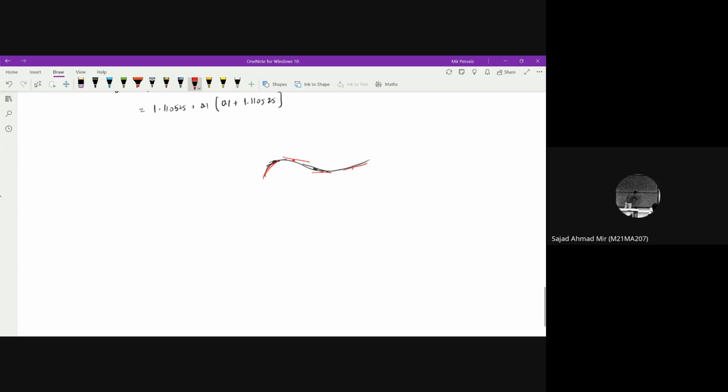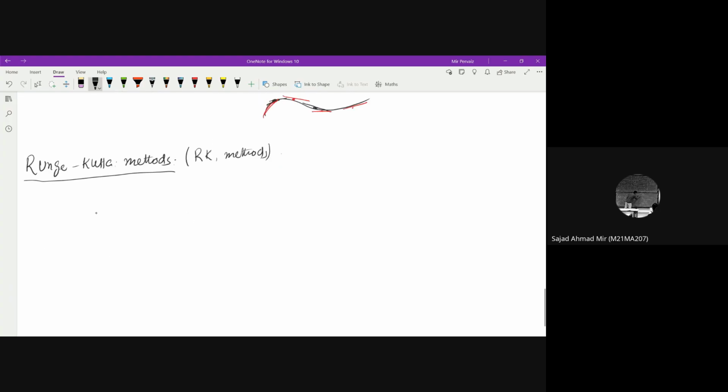So let's write formally. Now we will go for RK methods, Runge-Kutta methods. These are a family of methods where, based on the weights you are giving to the slopes, the method becomes different. So what this method is doing, you have the IVP, initial value problem, dy by dx as a function of x comma y.